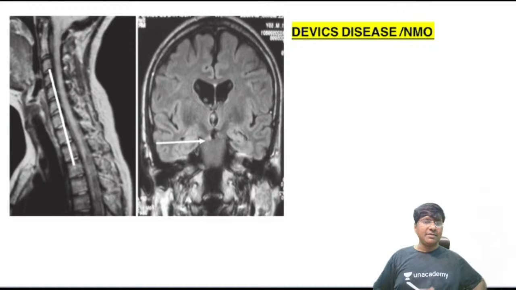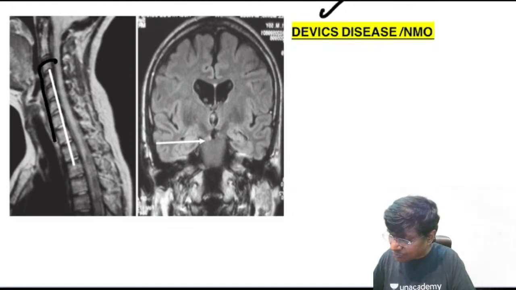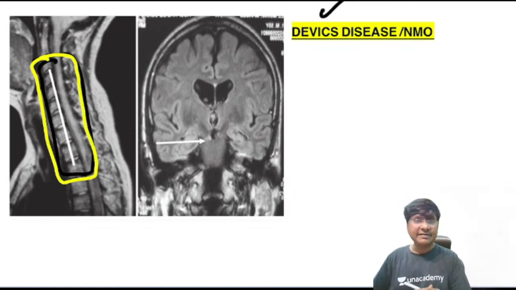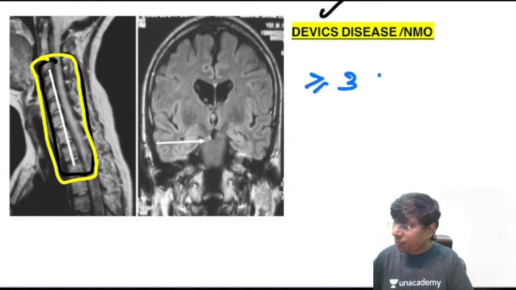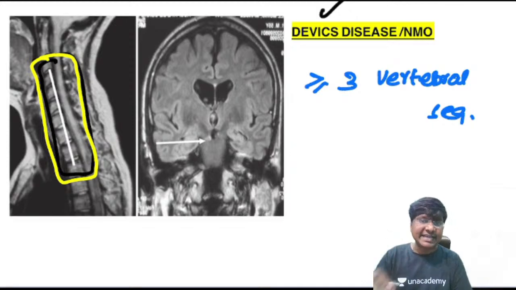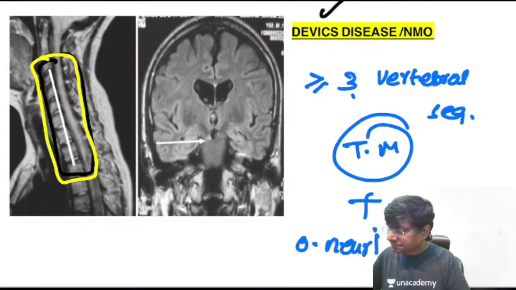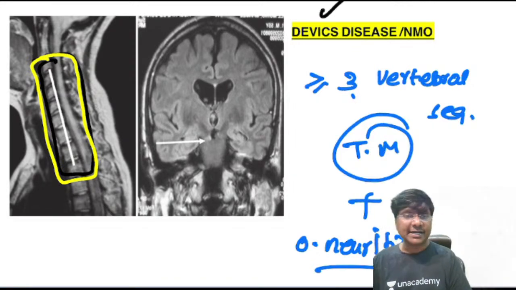Next, one more important abnormality related to multiple sclerosis is Devic's disease or neuromyelitis optica. In Devic's disease or neuromyelitis optica, what exactly happens is that three or more vertebral segments undergo transverse myelitis. Along with this, there will also be severe optic neuritis. That is what is called neuromyelitis optica or Devic's disease.